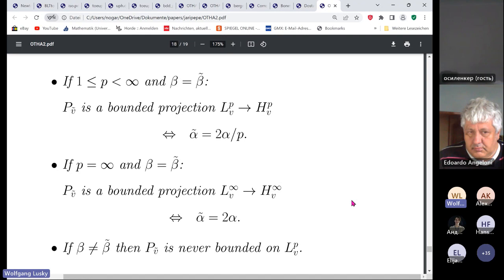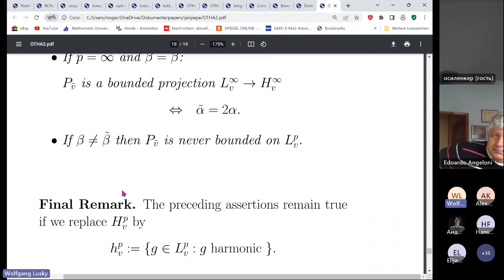Now let me finish my talk by going over to a variant. Instead of looking at the holomorphic functions, we could as well have picked out the harmonic functions, which are denoted by small h sub v p, and we could define the Bergman projection as the orthogonal projection from capital L sub v 2 down to small h v 2. And then we get exactly the same results as before. And the reason is the following.